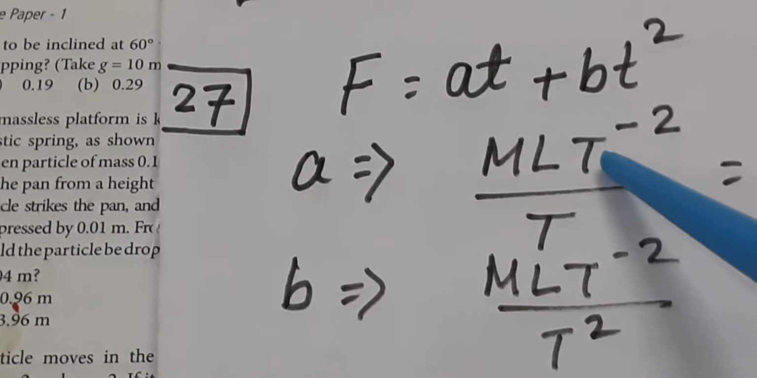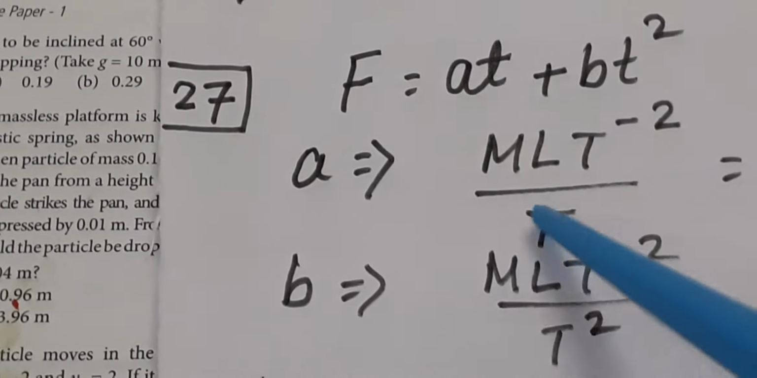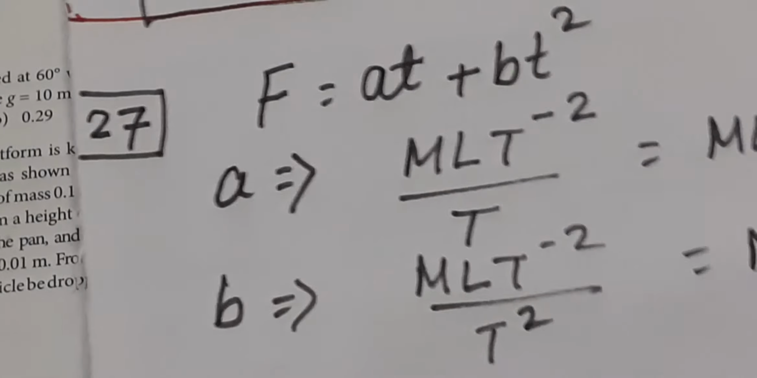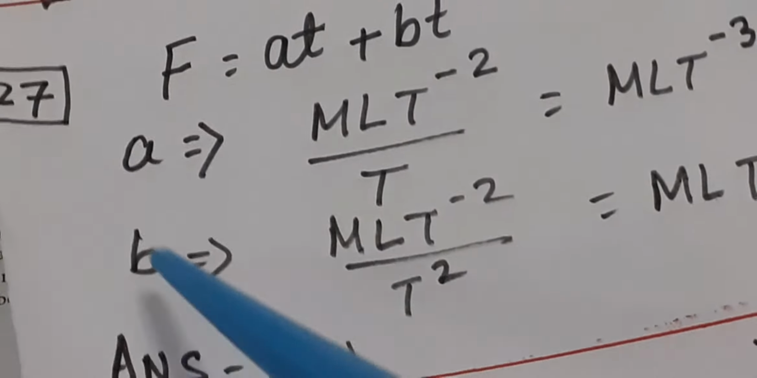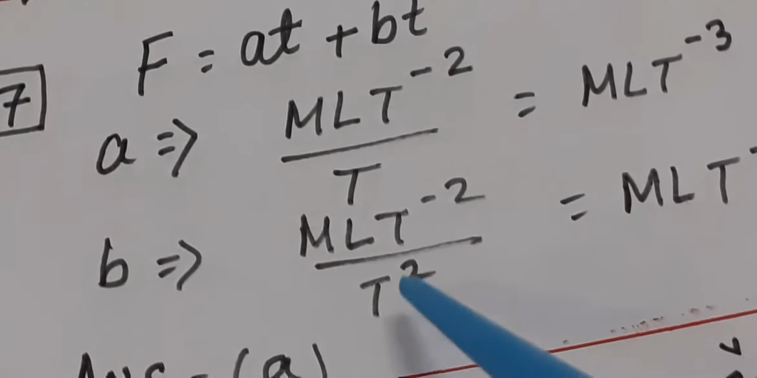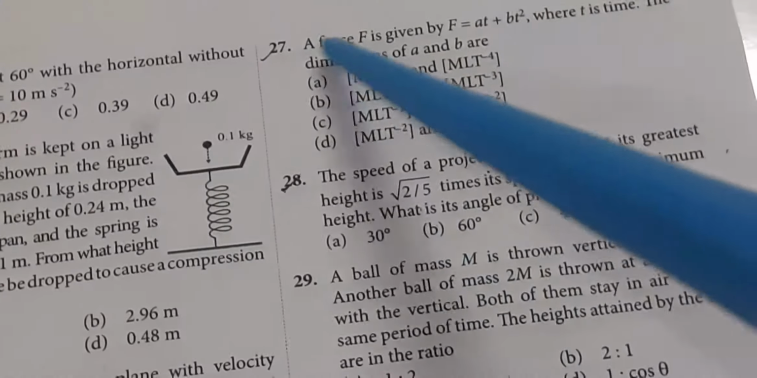ML T to the power minus 2 is force divided by 1 time, capital T. The T to the minus 3 will be there. ML T to the power minus 3 for small a. Similarly for small b, it will be T to the minus 4, ML T to the power minus 4. I think A is the choice here.